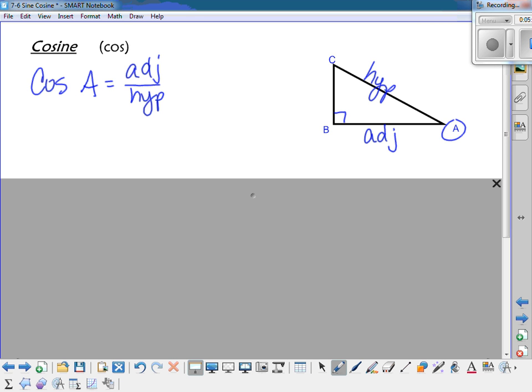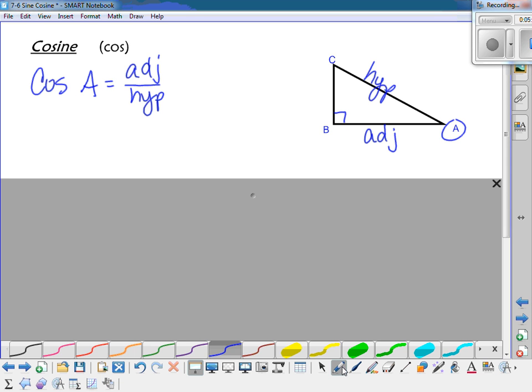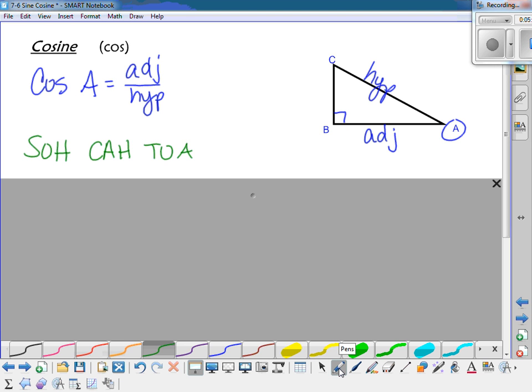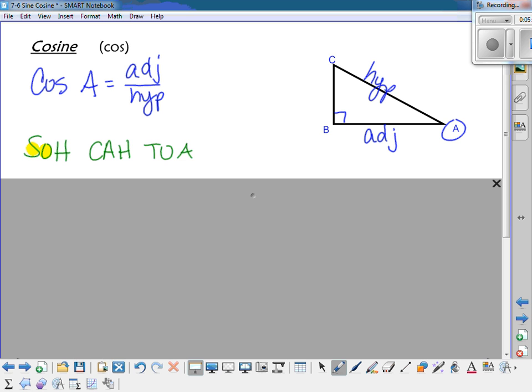A way that we can remember all three of the trig ratios we've learned so far is with a mnemonic device, SOHCAHTOA. What that means is the sine is the opposite over the hypotenuse, cosine is adjacent over hypotenuse, and tangent is opposite over adjacent. So you can use this to remember the different ratios.